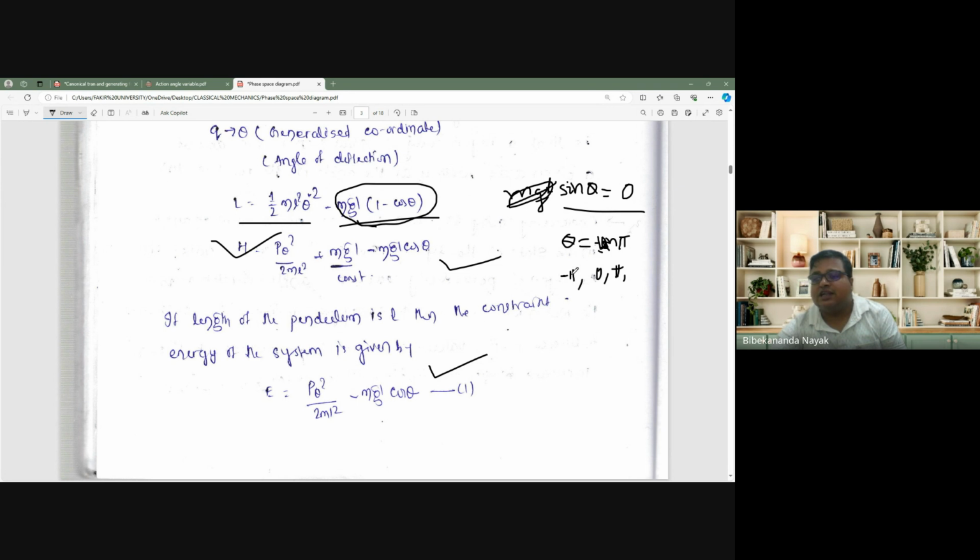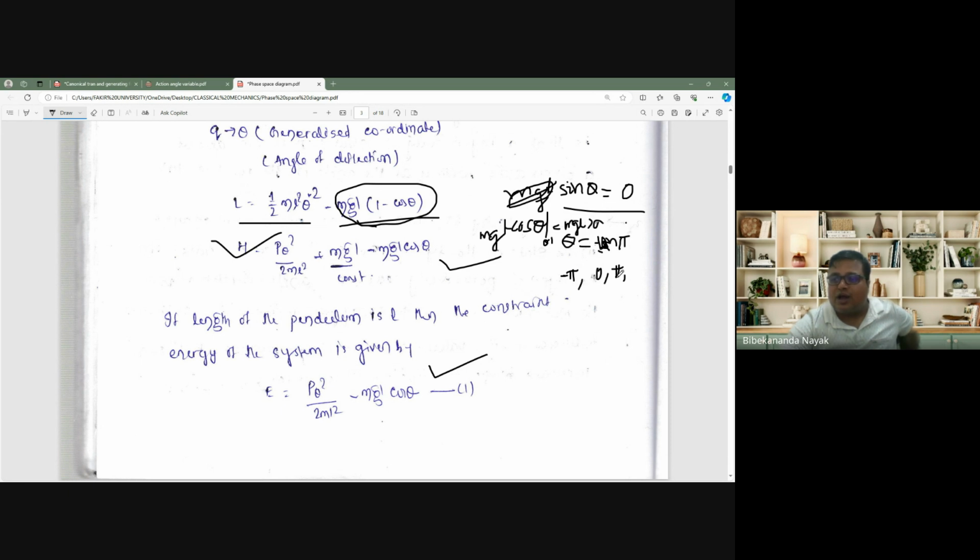Then take its second derivative. The potential is MGL sin theta, so the second derivative means MGL cos theta. Put the value theta is equal to 0. If theta is equal to 0, it will be MGL, positive, greater than 0. So obviously it is a potential energy minimum, so it is a stable equilibrium point and it is the origin. Theta equal 0 is the origin.